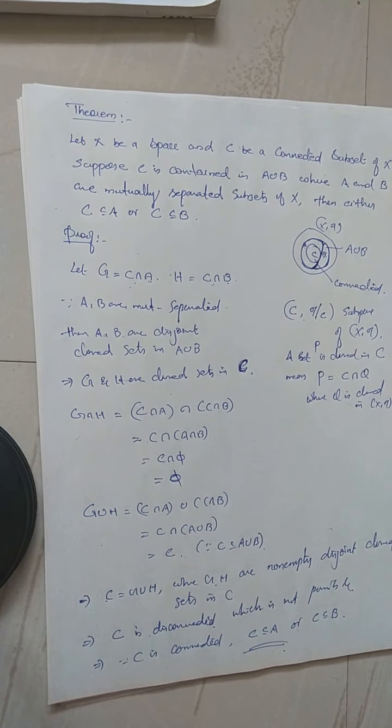So the theorem says that when a connected subset is contained in the union of two sets, and those two sets are mutually separated, then that connected set must be contained in any one of them, fully contained in any one of them. Okay.